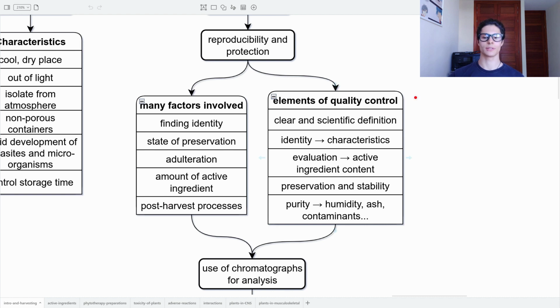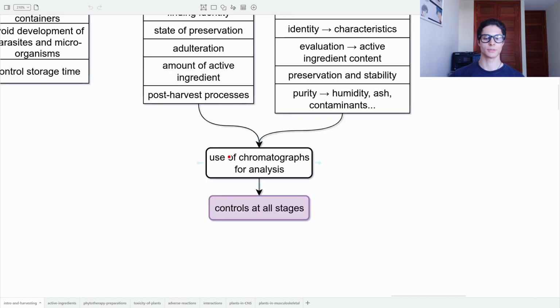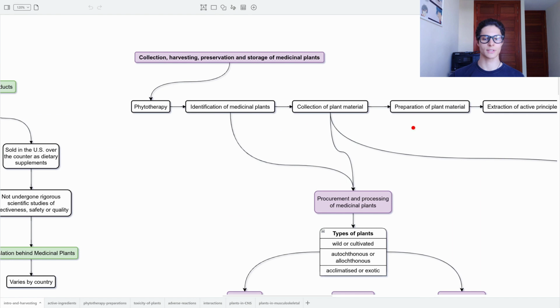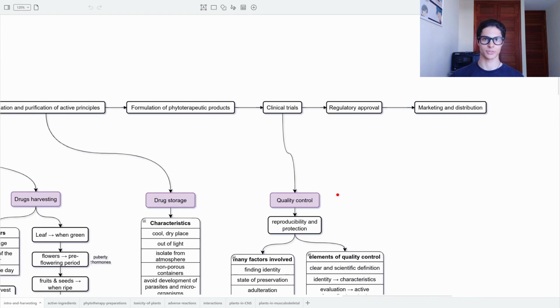What are the elements of quality control? Clear and scientific definition of the plant with its taxonomy, identity. So what are the characteristics of that plant? Evaluation. So the quantity of active ingredient, preservation and stability, and the purity. So the humidity, the ash, and the contaminants it may have. To do this quality control, we use chromatographs for the analysis. And the control is at all stages. So all stages, as you can see here, from the identification to the marketing and distribution.